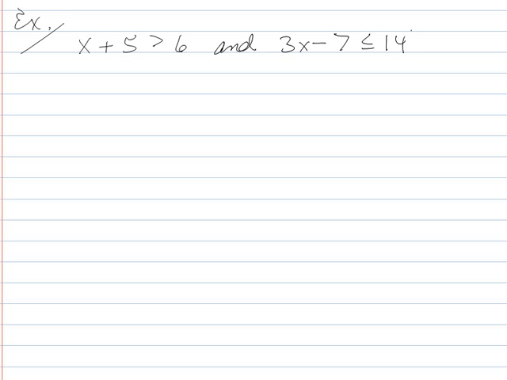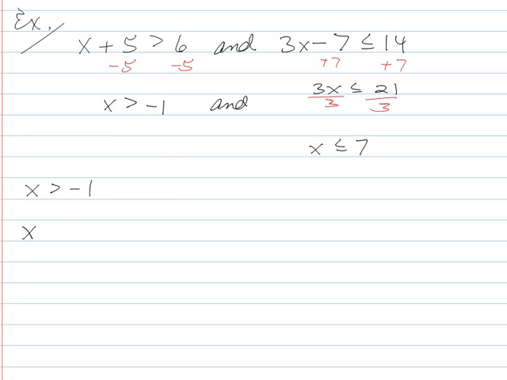So I'm going to see what I can do about this. First thing I need to do is isolate the x's. So I have x is greater than negative 1, and let's see, plus 7. So 3x is less than or equal to 21. Divide both sides by 3. x is less than or equal to 7. So I have x is greater than negative 1 and x is less than or equal to 7, except I can't subtract. That's a positive 1. There we go. Thought that sounded weird.